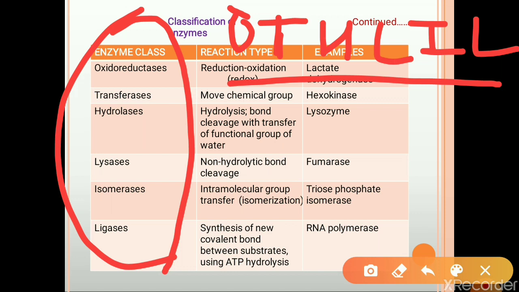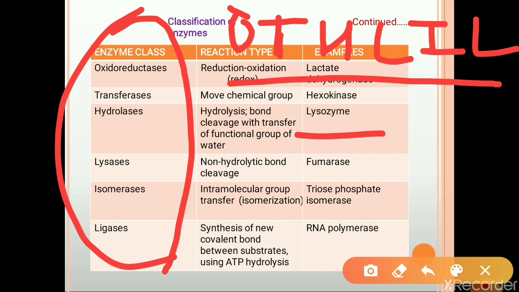Then the third one is hydrolase. Hydrolase is an enzyme which works in the presence of water and helps to break down some chemical bonds, and it also helps to transfer some groups. Here is an example of hydrolase, lysozyme. So another class is lyase. It is a non-hydrolytic bond cleavage, meaning cleavage without the help of water is called lysis.